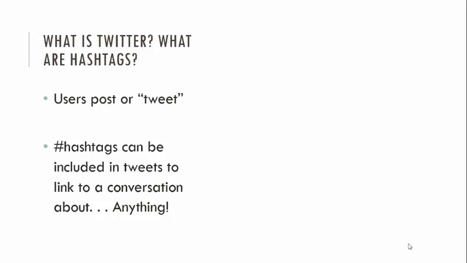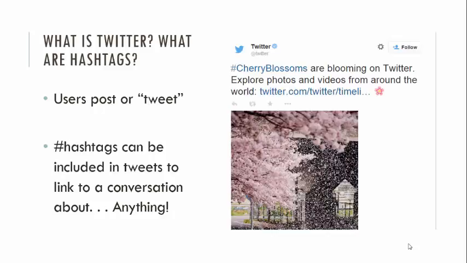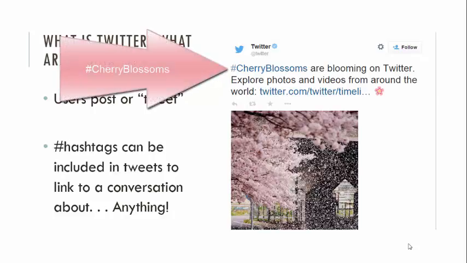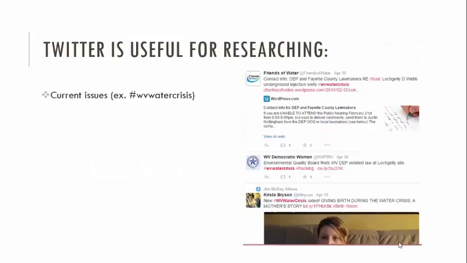For example, users frequently tweet about current events. To connect with other users tweeting about the cherry blossoms blooming in Washington, D.C., they might use hashtag cherry blossoms at the end of their tweets. Twitter and hashtags can be a useful tool for finding information about the following. First, current issues, such as hashtag 2016 election or hashtag West Virginia water crisis.